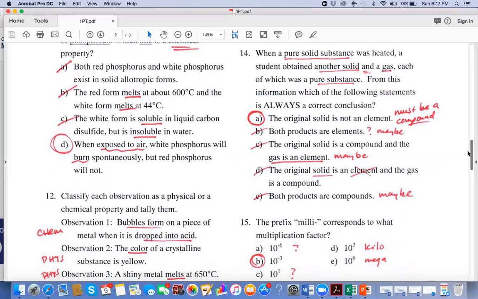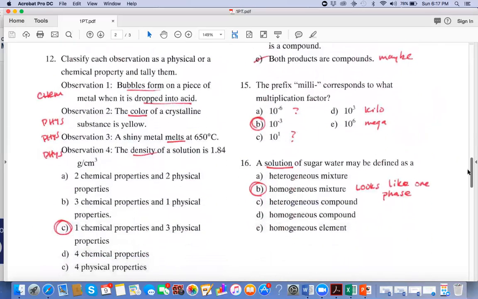B might be correct, so that's where both products are elements. And C might be correct. That's the original solid is a compound and the gas is an element. D is incorrect. The original solid is an element and the gas is a compound. And E, both products being compounds, could also be correct. But in this case, A is the one that is always a correct conclusion.